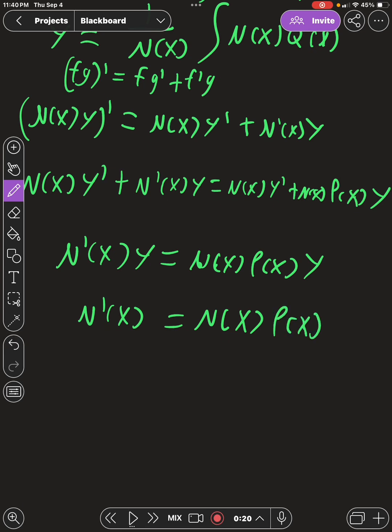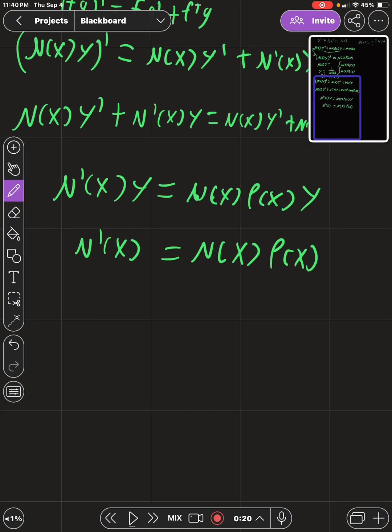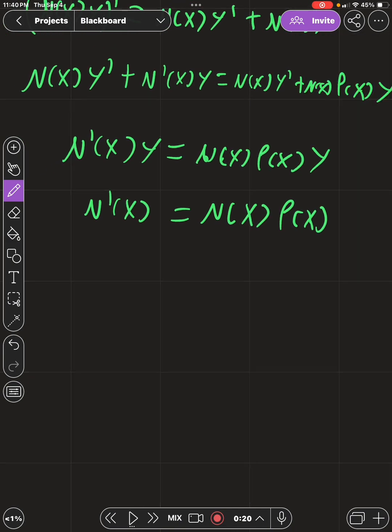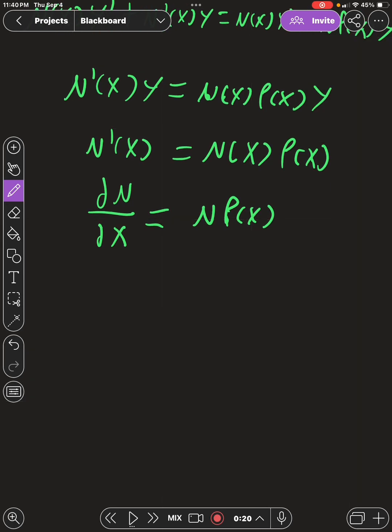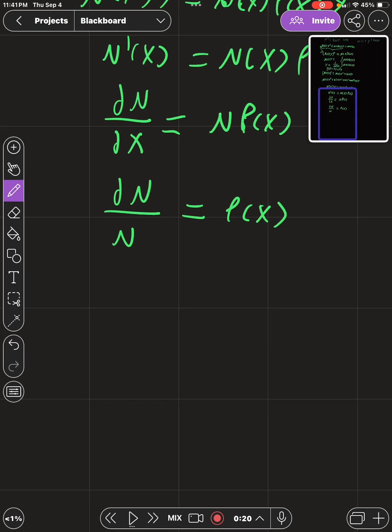Now we can really just recognize this as a separable differential equation, and we can pretty easily solve for the integrating factor here. So we can rewrite this in Leibniz notation as d mu dx is equal to mu p of x. If we multiply each side by dx and divide by mu, we're going to get d mu over mu is equal to p of x dx.